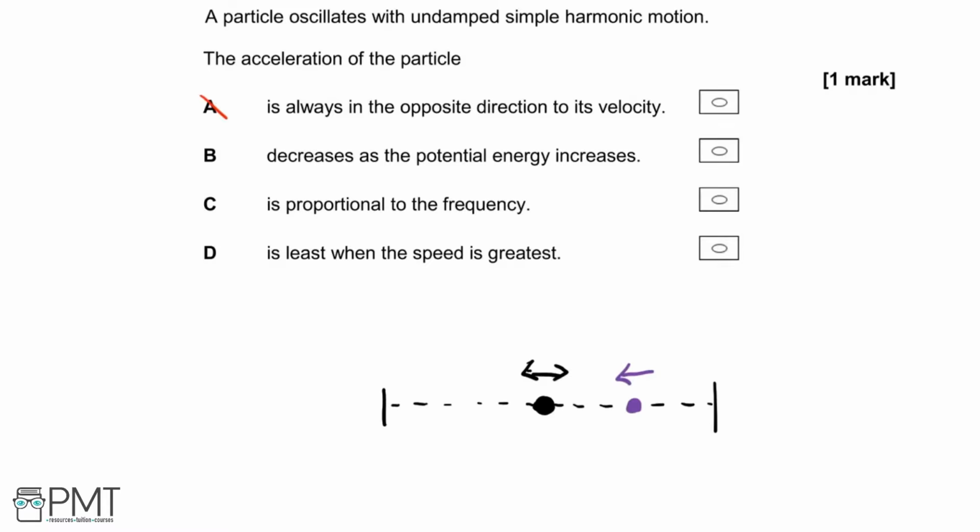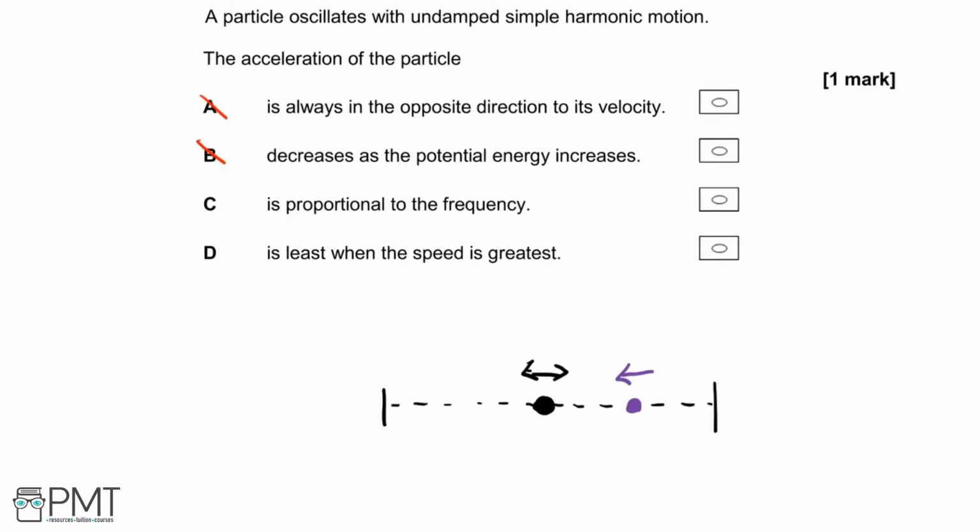Option B, the acceleration of the particle decreases as the potential energy increases. Well, what we're saying there is that the potential energy always increases the more the object moves away from the center. Again, if you picture it as being on some kind of spring system that's attached on both ends, there will be more potential energy the further away it is from the center. But in addition to that, it's got zero acceleration at the center and maximum acceleration at the outsides. So actually, I would argue that the potential energy is larger when the acceleration is larger. It's at its maximum at the extreme ends of its motion. So B is also incorrect.